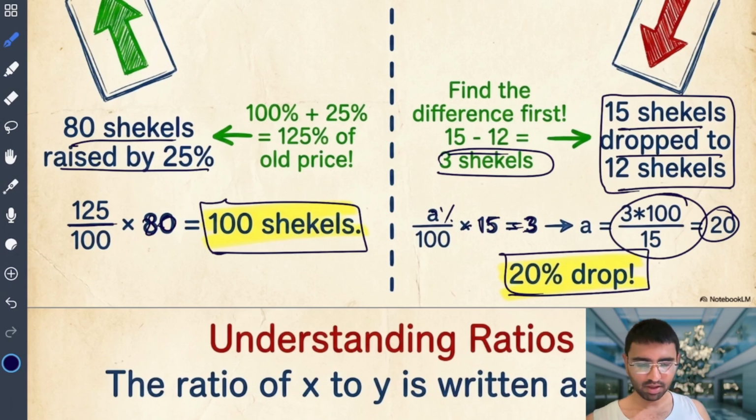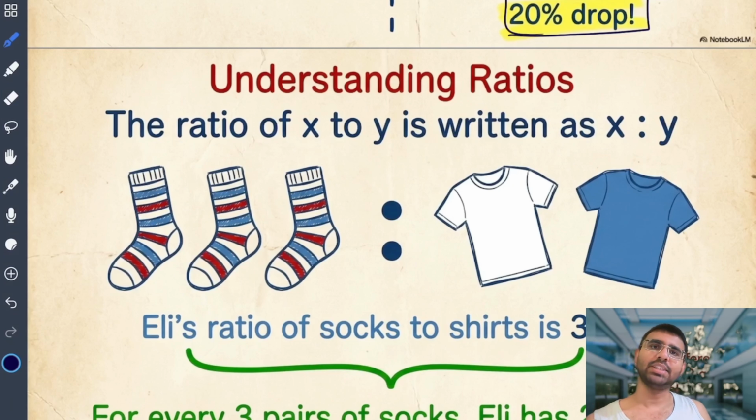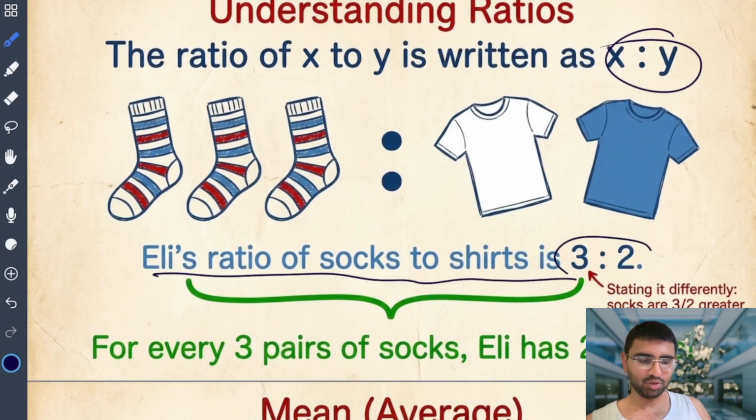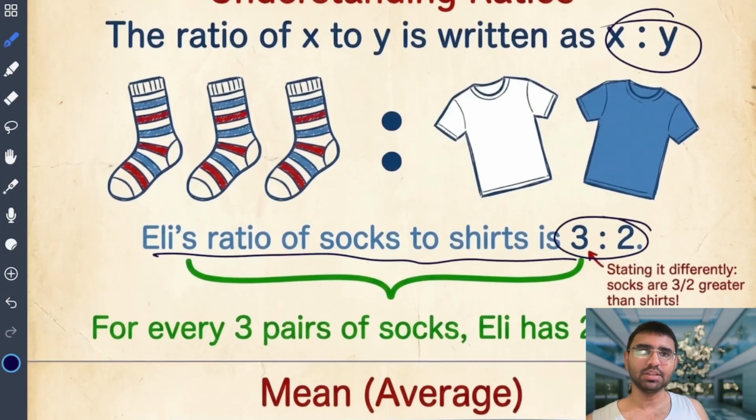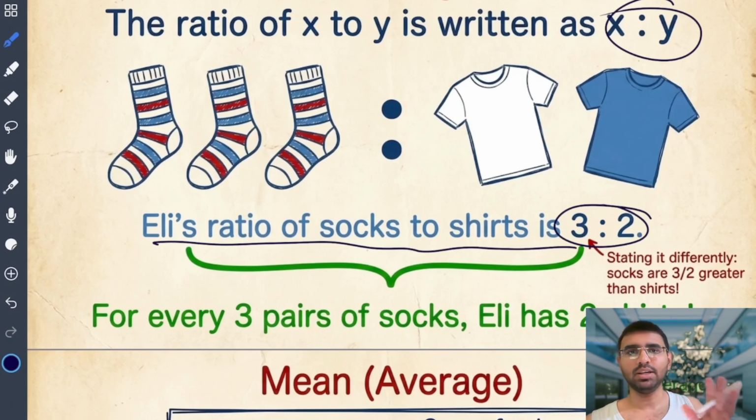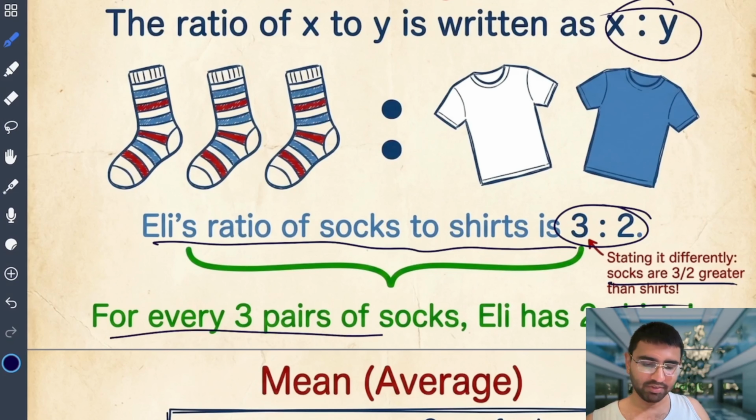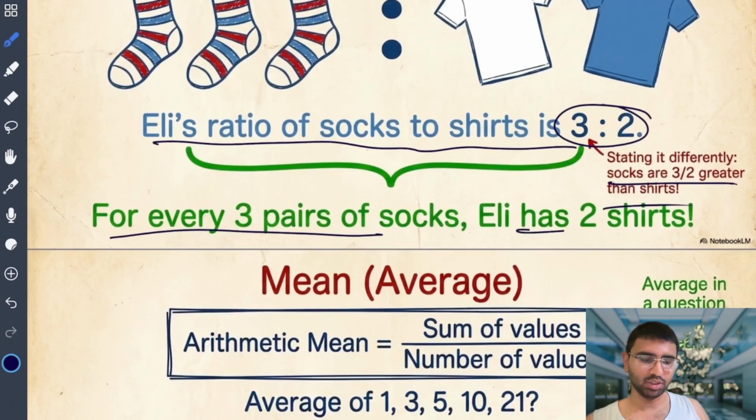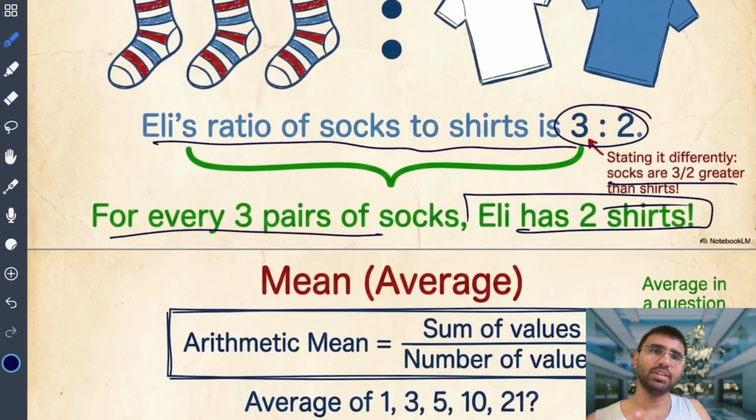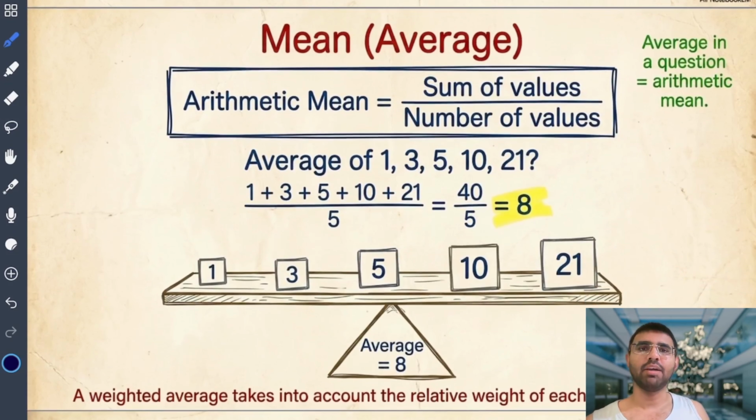Understood? Now ratios. So the ratio of x to y is written as x:y. For example, Ellie's ratio of socks to shirts is 3:2. It means socks are 3 by 2 of the shirts, because we are comparing socks to shirts. So the first one is the socks. For every 3 pairs of socks, Ellie has 2 shirts. We can say it like that. That is 3:2.